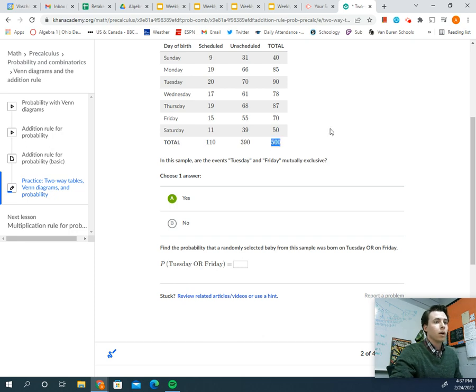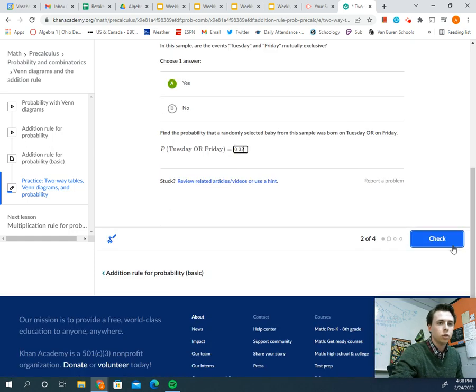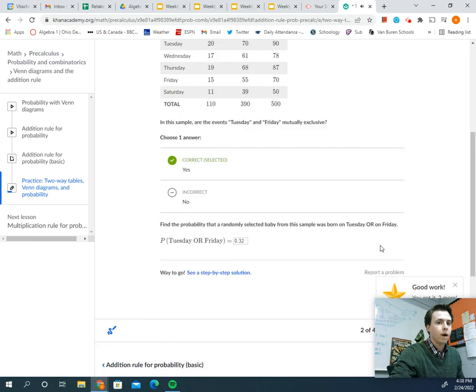We divide that by our total of 500, because that's how many total babies we're looking at here. And we find that that turns out to be 0.32 or 32%. There's a 32% chance or a 0.32 chance a baby was born on Tuesday or Friday.